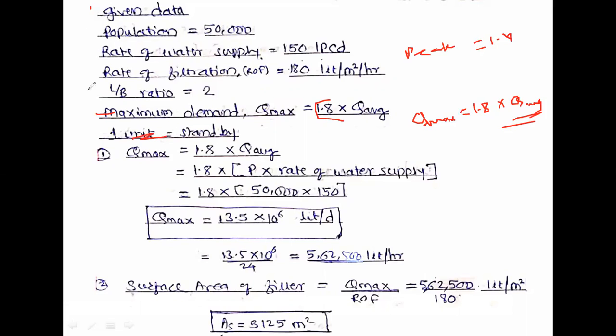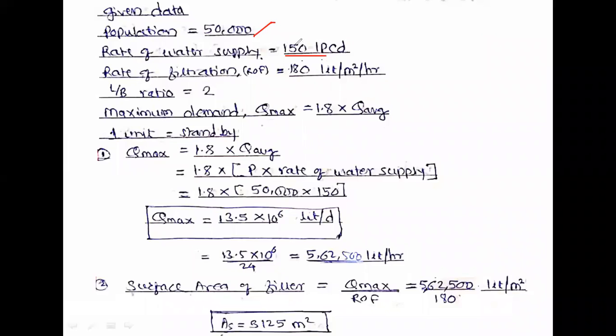After writing these given things, let us find out what the maximum demand is, the maximum discharge. They have already given this formula, so we'll write this formula as it is here. Now we have to find out what is the Q average, or the average demand. How to find out that average demand? We have the value of population and this per capita demand. If you multiply these two values, you will get the average demand or average discharge. So P, that is population, multiplied by rate of water supply, you will get this average demand or Q average.